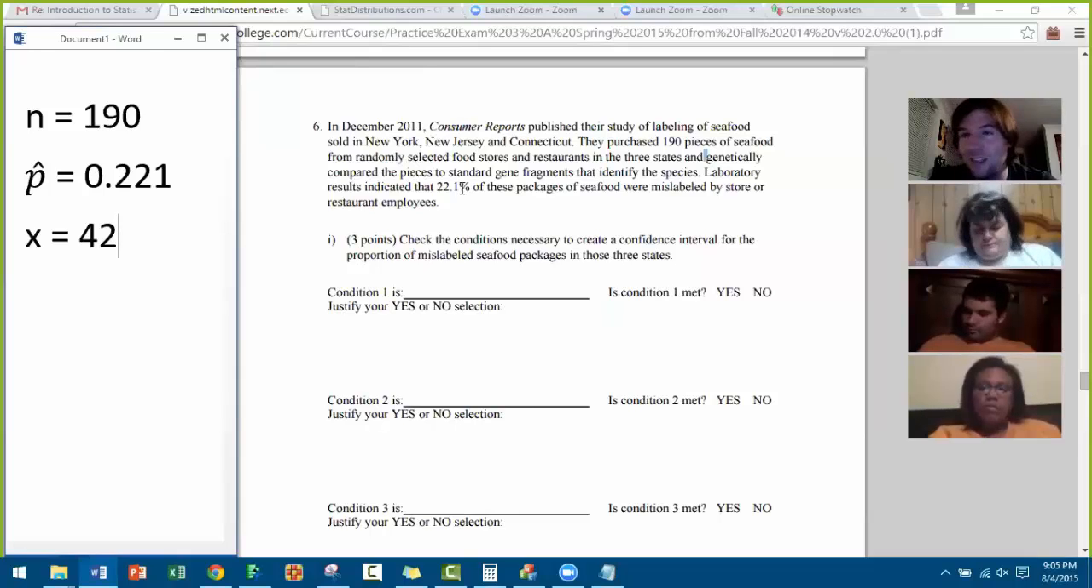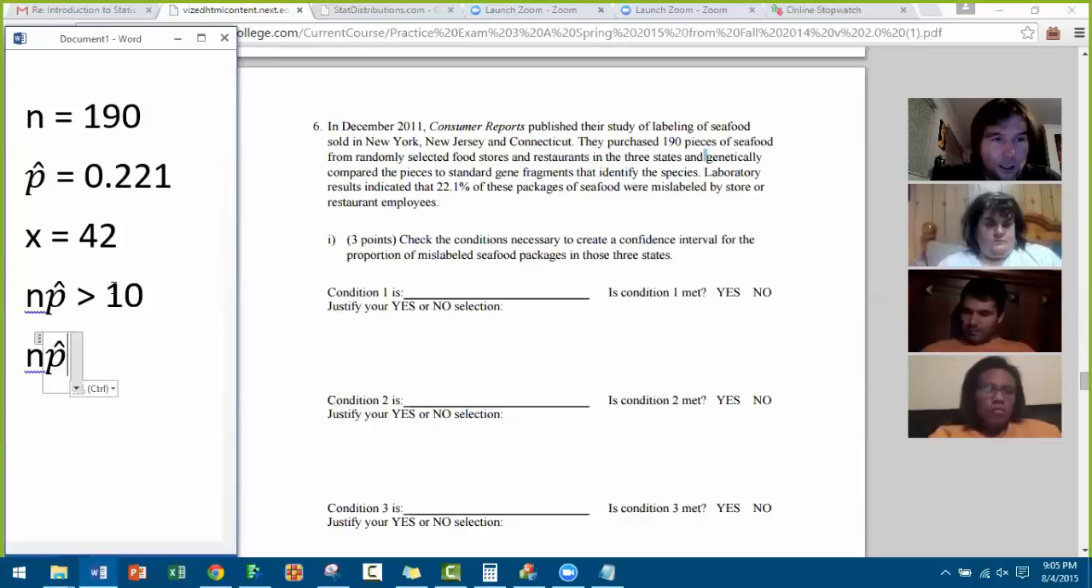Condition 3 is the success-failure condition, which states that we're going to make a confidence interval. So a confidence interval is based off of the success-failure condition. A confidence interval is going to be based off np hat, and this needs to be greater than 10, and nq hat. Now, it's very important that the hat's on it.